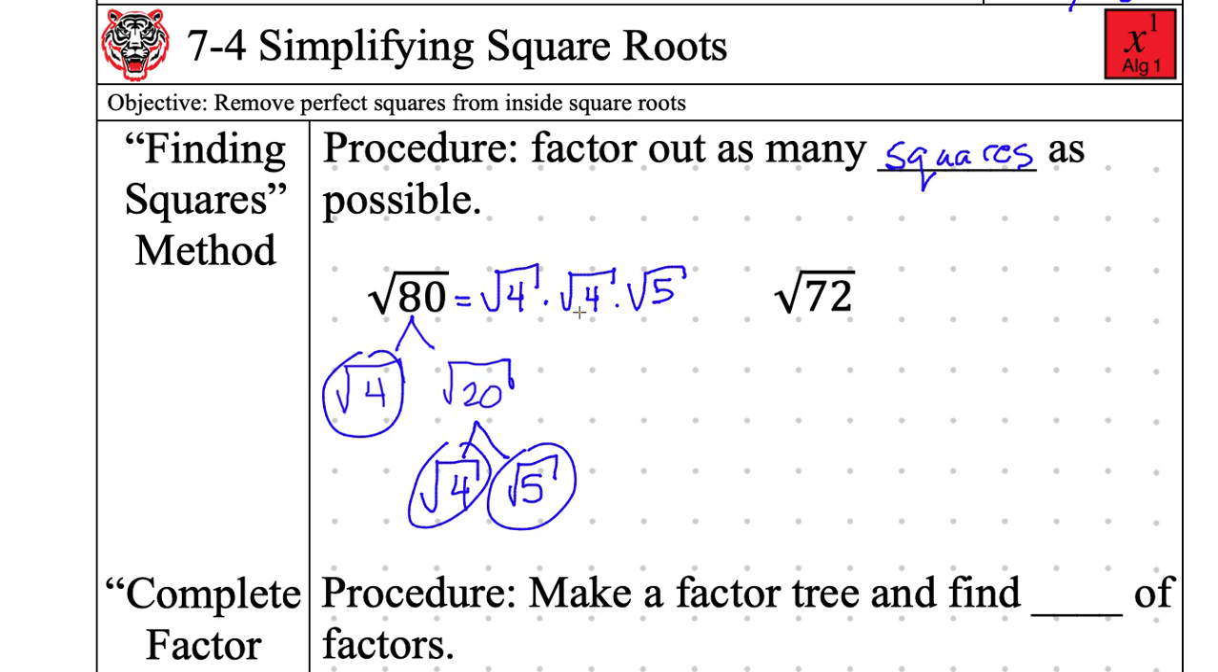So the square root of 4 is 2, so it would be 2 times 2, which is 4, times the square root of 5. Yeah, 4 square root of 5. And that's how you simplify that radical. The final answer is 4 square root of 5.